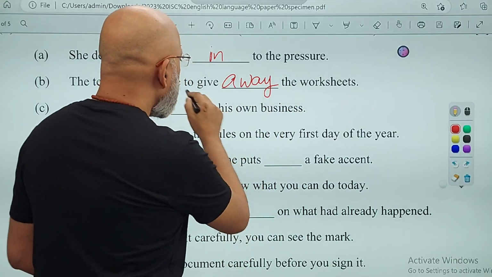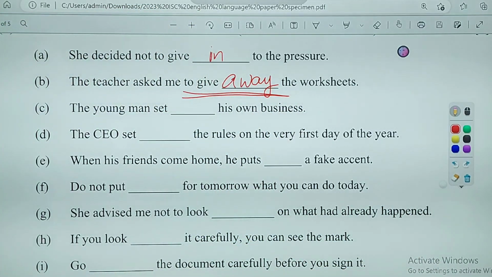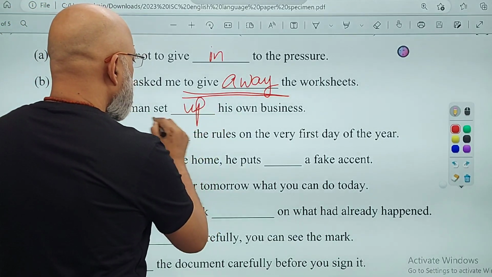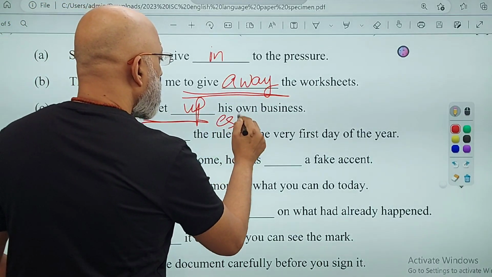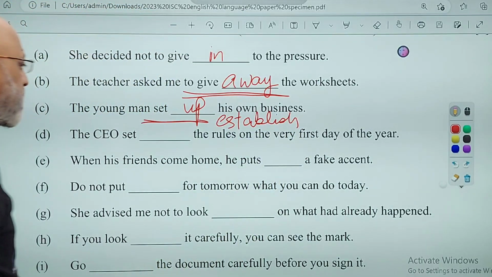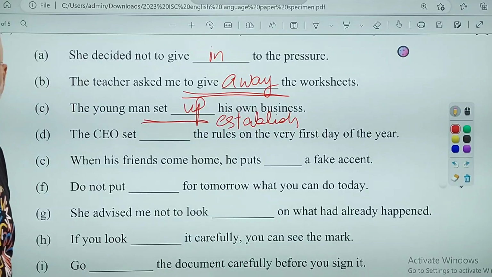The teacher asked me to give away. Give away in this particular case means to distribute the worksheets. The young man set up his own business. Set up means to establish. The CEO set down the rules on the very first day of the year.